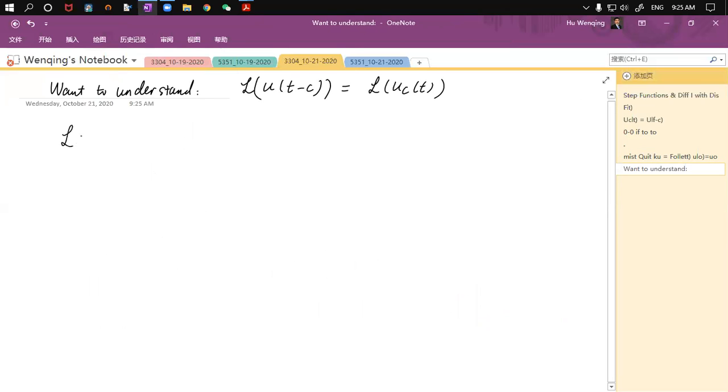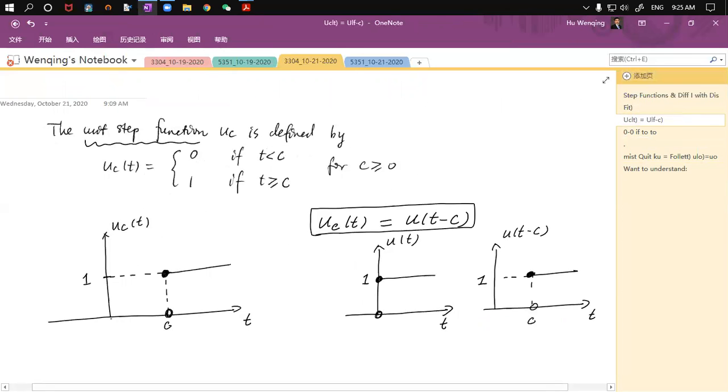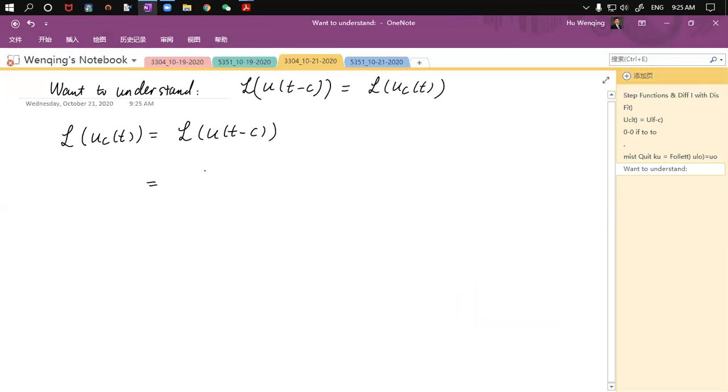How do we understand this? Well, we can calculate, right? The Laplace transform of uc of t, sometimes also written as the Laplace transform of u of t minus c. This is a unit step function, and what does it tell us? It is equal to 0 before c and equal to 1 after c. So that means you have the integral from 0 to infinity of e to the power of minus s t multiplied by u of t minus c dt. Is that good for everybody?